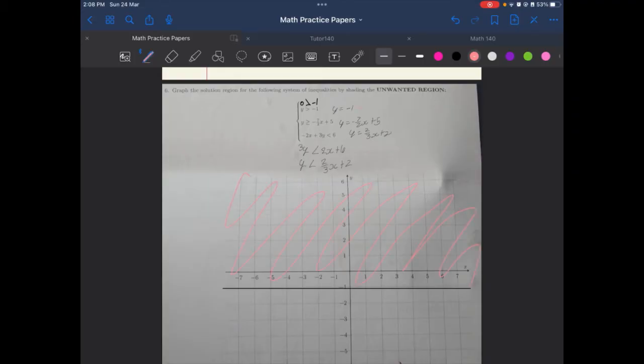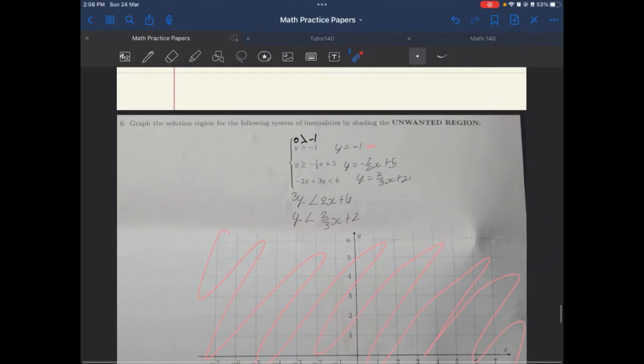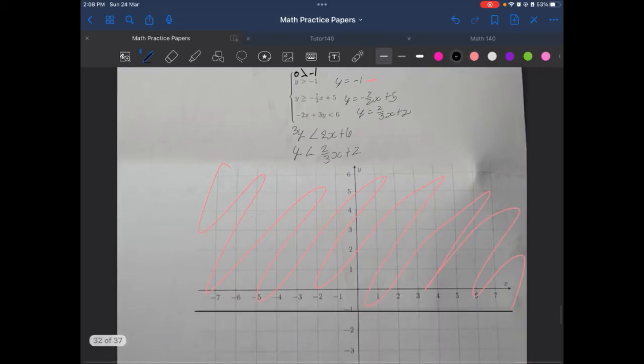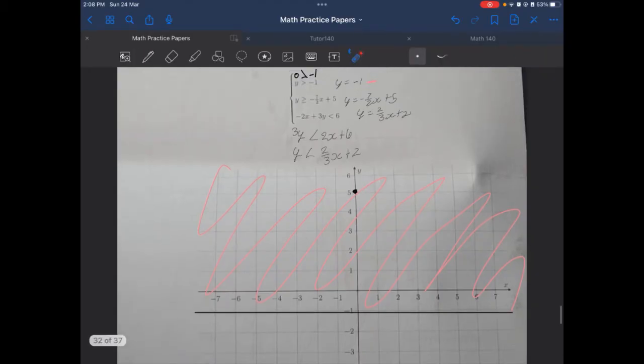And let me just put that there so you know. Okay, now this one. So our first point is 5, because that's the y-intercept, (0, 5). So we plot 5 right here. And then the slope is negative, so we go down 7 and we go over 2.